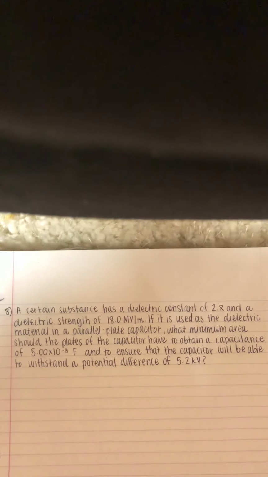Okay, so I am solving problem number 8, which is: a certain substance has a dielectric constant of 2.8 and a dielectric strength of 18.0 millivolts per meter. If it is used as the dielectric material in a parallel plate capacitor, what minimum area should the plates of the capacitor have to obtain a capacitance of 5 times 10 to the negative 8 farads, and to ensure that the capacitor will be able to withstand a potential difference of 5.2 kilovolts?